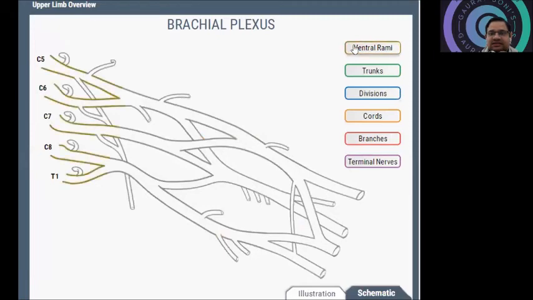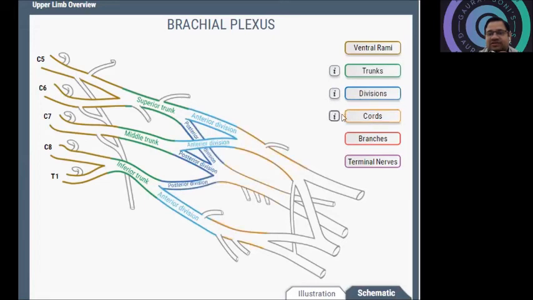You see again, ventral rami, trunk region. In trunk, you can see superior trunk, middle trunk, and inferior trunk. You have to note the root values C5, C6, C7, C8, and T1. Then you can see divisions. All will have anterior and posterior divisions.